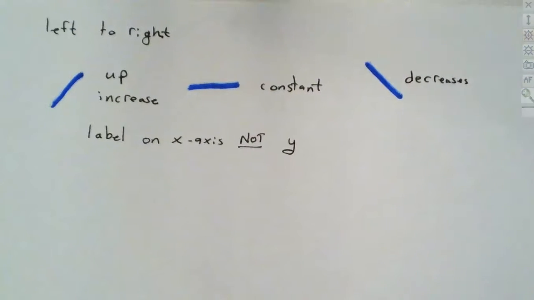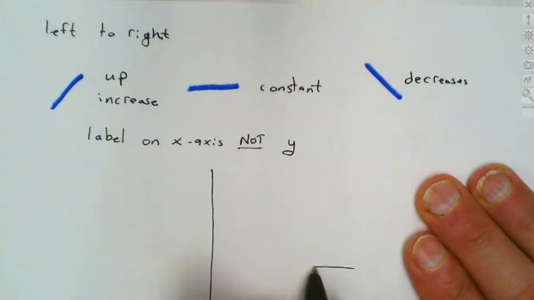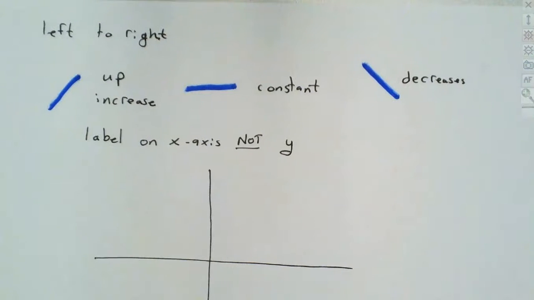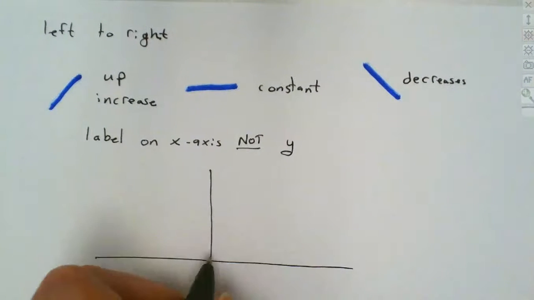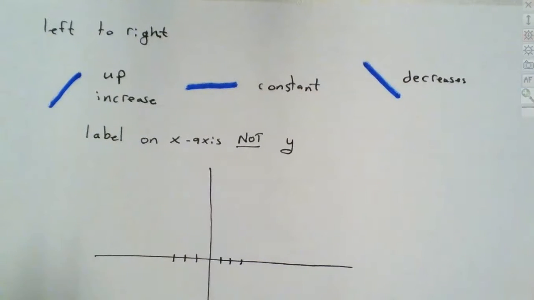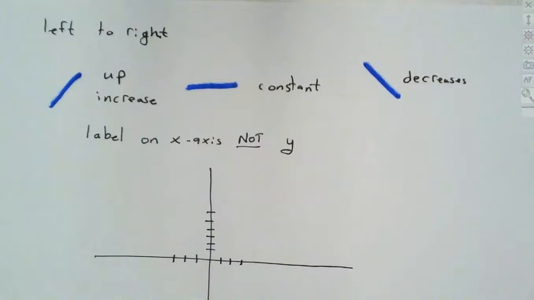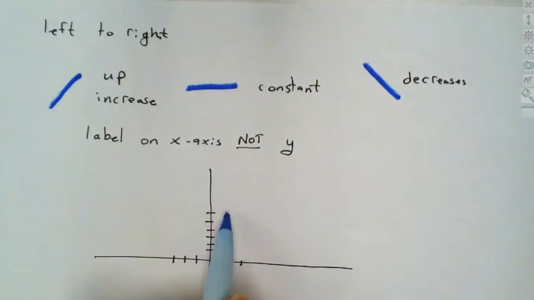So on question 10, we've got a picture. And so I'm going to try and draw this graph the best that I can here. Okay, and this is 1, 2, 3, 4, 5, 6. Okay, so this is our graph here.